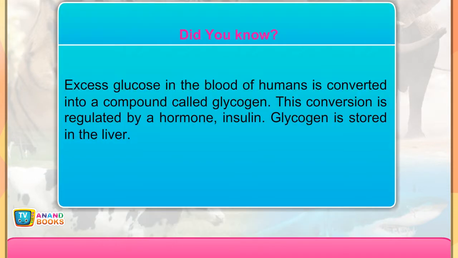Did you know? Excess glucose in the blood of humans is converted into a compound called glycogen. This conversion is regulated by a hormone, insulin. Glycogen is stored in the liver.